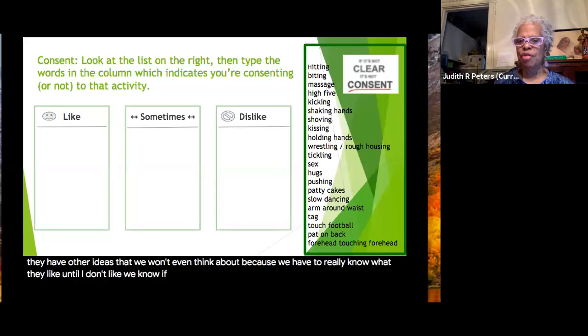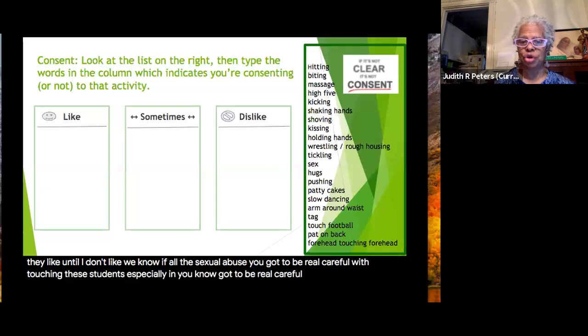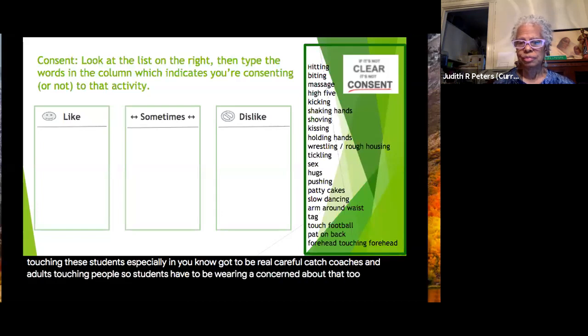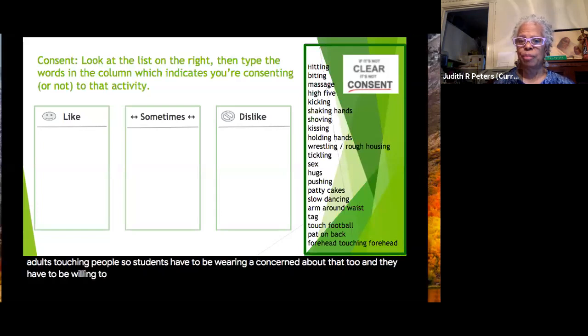With all the sexual abuse we know about, you have to be really careful touching your students. Especially coaches and adults touching people. So students have to be concerned about that too. And they have to be willing to admit when there's somebody touching them that they don't like.